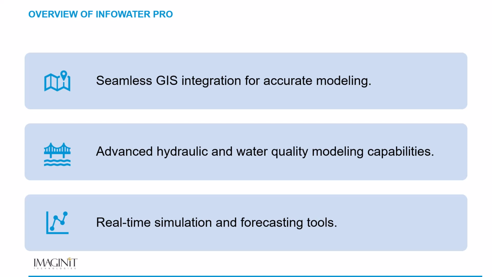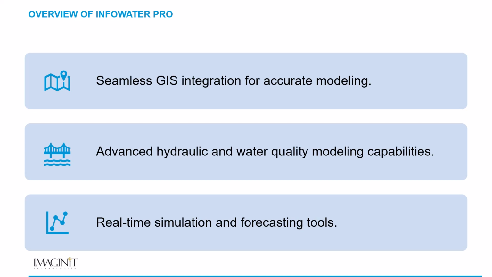Next, we have advanced hydraulic modeling. InfoWater Pro's sophisticated algorithms simulate water flow, pressure variations, and network dynamics with precision. This capability is essential for identifying potential issues, optimizing network performance, and planning for future expansion or modifications with confidence.